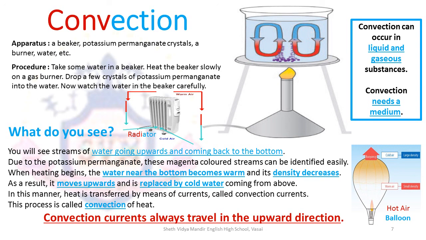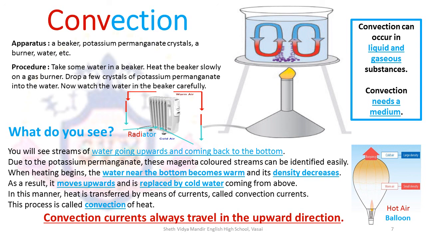A simple way to observe convection is through the experiment that I'll mention now. What you will require for the experiment are a transparent glass beaker, potassium permanganate crystals, or you can use food coloring in the absence of potassium permanganate crystals, a burner and water. The procedure is quite simple. You will fill 3/4 of the beaker with water. We are not filling it to the top, otherwise the water will spill out. Heat the beaker slowly on the gas burner. Then drop in a few crystals of potassium permanganate and watch the water in the beaker carefully.